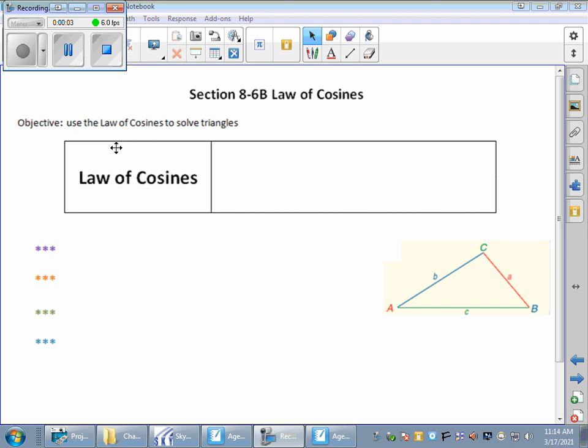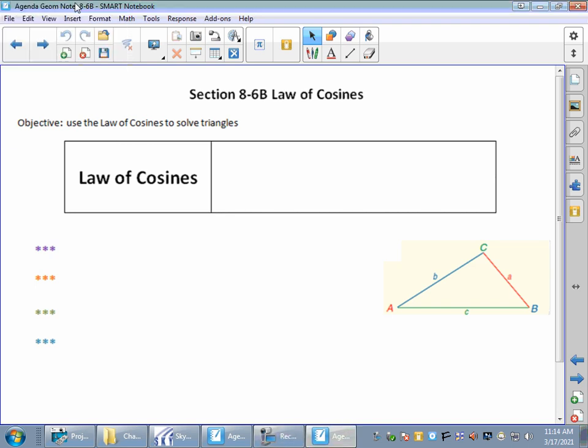Welcome back to the last section of Chapter 8, Trigonometry. So again, in all of Chapter 8, 8.1 to 8.5, we've been using right triangles. Section 8.6 is our fallback if we don't have a right triangle. So in Section 8.6a, we talked about law of sines. Section 8.6b, law of cosines. And we're going to solve triangles in this section.